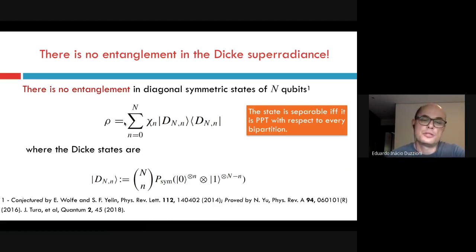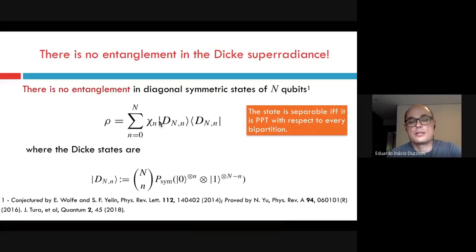One important characteristic of this state that describes the superradiance phenomenon is that although each Dicke state is entangled, as I showed before, the global state that describes the system, that is a convex combination of Dicke states, is an unentangled state, a separable state. This result was proven some years ago by Wolf, Eisert, Yu, and Tura. And this is an important result because, in general, people imagine that superradiance is a quantum phenomenon that occurs due to correlations, probably entanglement. But these authors showed that this state is not entangled, although each Dicke state is an entangled one.